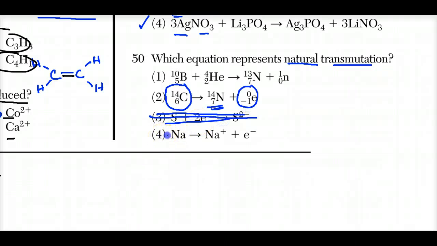So, 3 and 4 are artificial, because you have two atoms that have to be collided together in a particle accelerator, possibly, to create this. Not natural. This is your choice. One nuclide on the reactant side by itself does that, which is natural transmutation. Number 50 is choice 2. And this completes the multiple choice section. We have a part 2 coming up shortly.